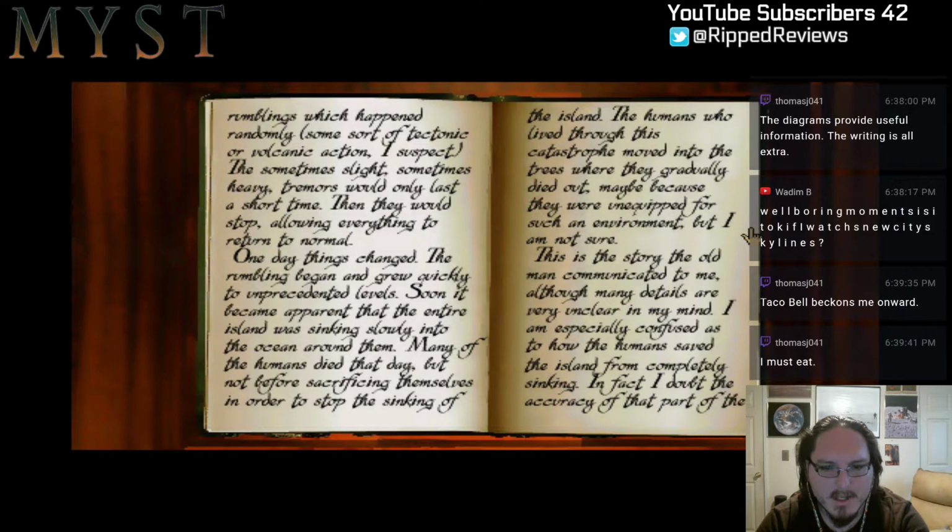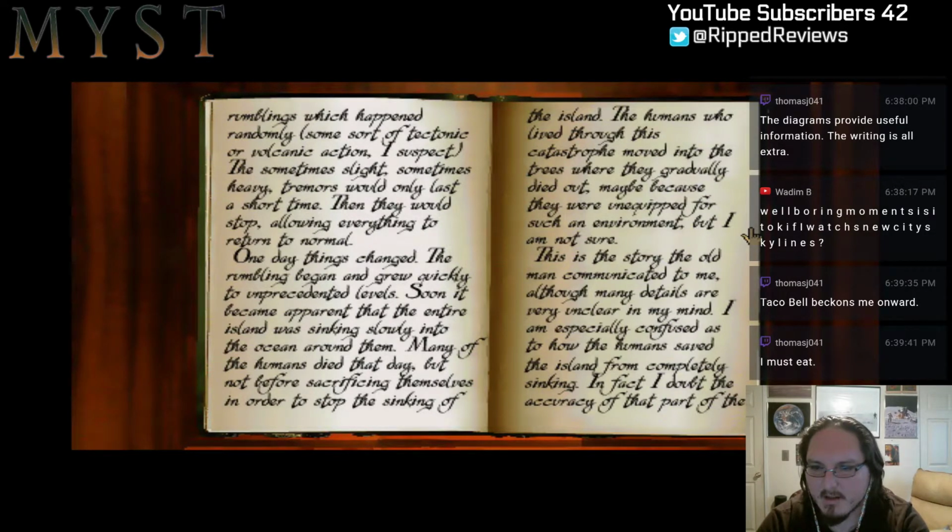Many of the humans died that day, but not before sacrificing themselves in order to stop the sinking of the island. The humans who lived through this catastrophe moved into the trees, where they gradually died out. Maybe because they were unequipped for such an environment, but I am not sure. This is the story the old man communicated to me, although many details are very unclear in my mind.